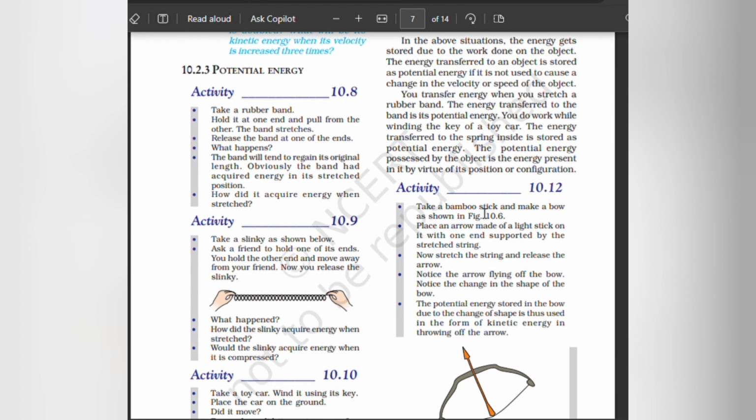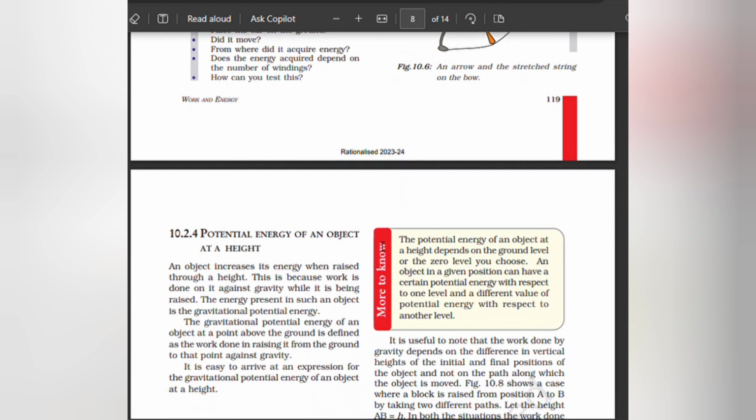Take a bamboo stick and make a bow as shown. Place an arrow made of a light stick on it with one end supported by the stretched string. Now stretch the string and release the arrow. Notice the arrow flying off the bow. Notice the change in the shape of the bow. The potential energy stored in the bow due to the change of shape is thus used in the form of kinetic energy in throwing the arrow.